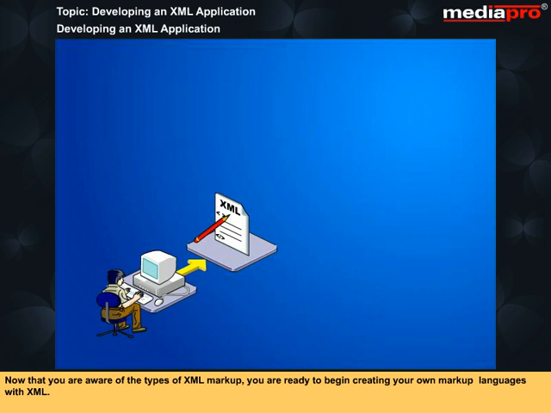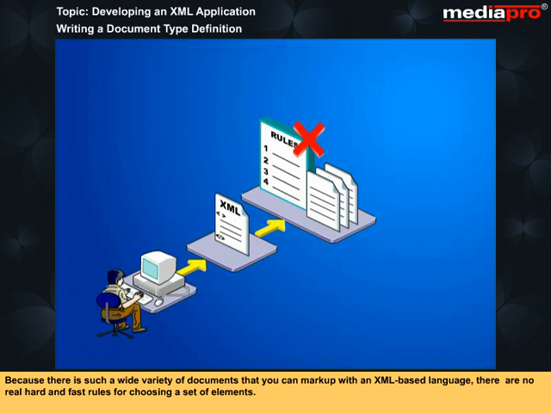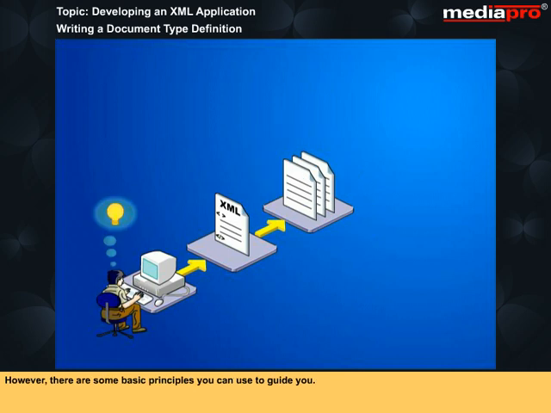Now that you are aware of the types of XML markup, you are ready to begin creating your own markup languages with XML. This section introduces you to the activity of developing a set of XML elements appropriate to a given class of document. Because there is such a wide variety of documents that you can mark up with an XML-based language, there are no real hard and fast rules for choosing a set of elements. However, there are some basic principles you can use to guide you.